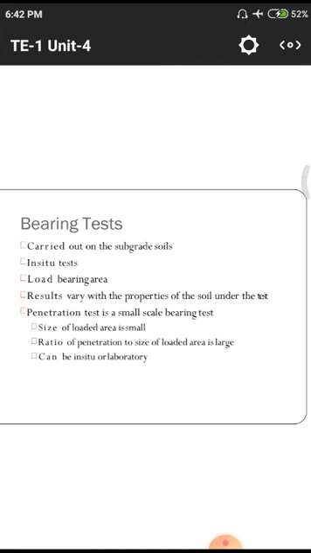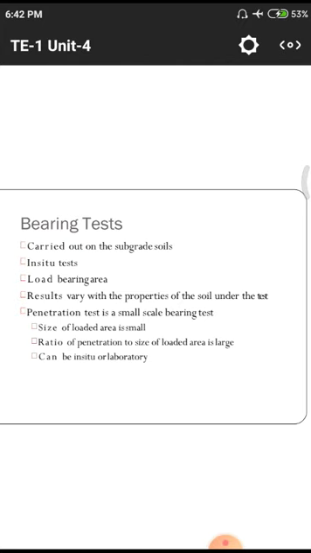Means the result will vary with the properties of soil under these tests. Why? Because some soils have a huge amount of bearing capacity, and some soils have poor bearing capacity, according to position. So we need to observe 2-3 positions and take an average value, so that the result may vary with the properties of the soil under the tests.